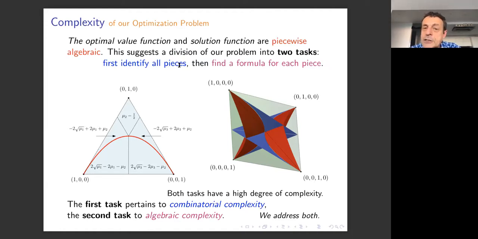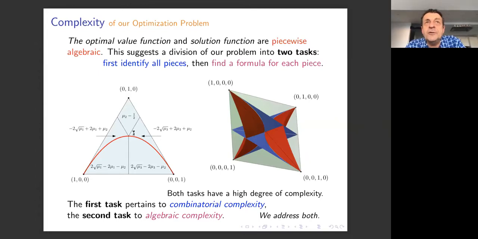And then we gave a formula on each piece, right? So in blue is identify the pieces, the 5 pieces here, and then 12 pieces over there, and then find the formula on each piece. Now, these two tasks both have a high degree of complexity. And I like to say that the blue task of describing and studying the pieces is a task of combinatorial complexity. Okay, so we have an optimization problem with many different pieces, and the combinatorics offers a large degree of combinatorial complexity. The second task, if you are inside one of these regions, is a task of algebraic complexity.